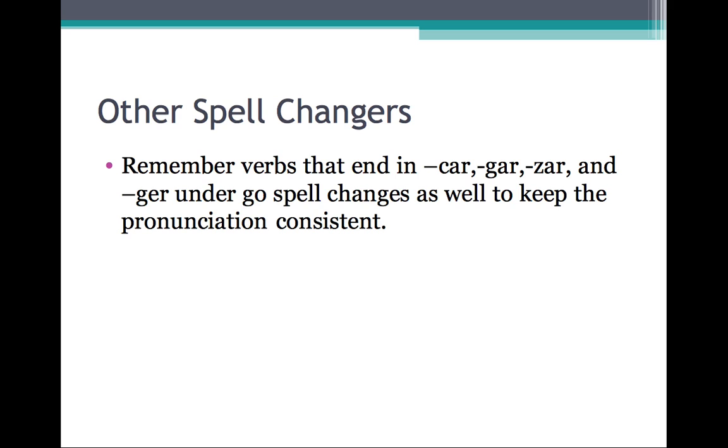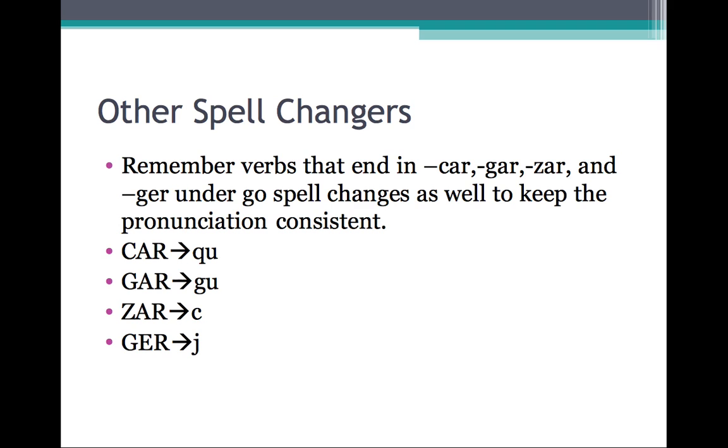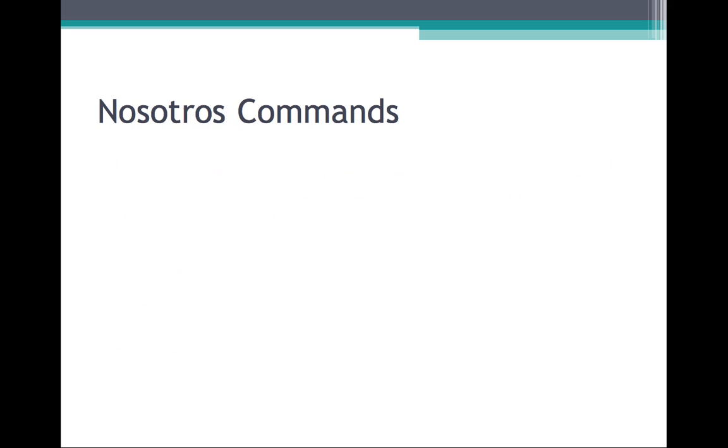There are car, gar, zar and gar verbs out there that we talked about in the last chapter that I wanted to remind you of. We do that to keep their spelling consistent. Car goes to QU, gar goes to GU, zar, the Z changes to a C, and gir, they change to J. And that's all I'm going to talk about. Let's open up that other document that I gave you, the formal command forms, and let's fill that in as a review.